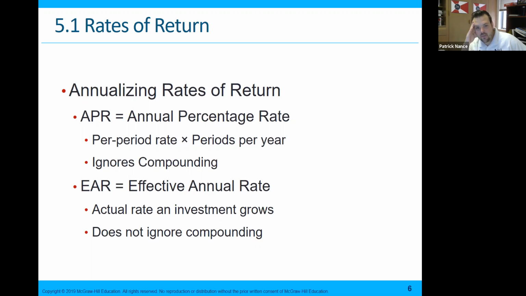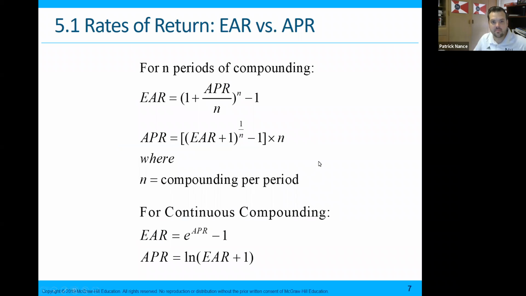The effective annual rate is the actual rate an investment grows and does not ignore compounding. So this is where we actually start doing net present values of cash flows. For n periods of compounding, EAR is 1 plus the APR over n, raised to the power of the number of periods, minus 1, where n is the number of compounding periods. For continuous compounding, we would do e to the power of the APR, minus 1.